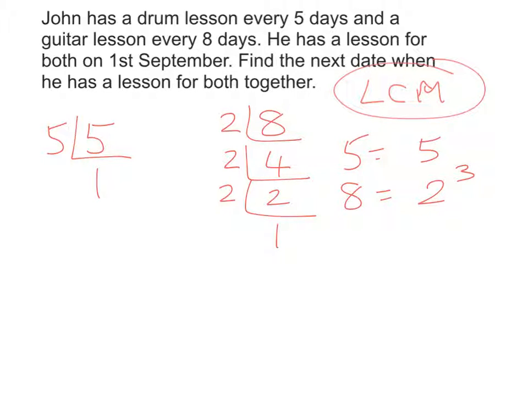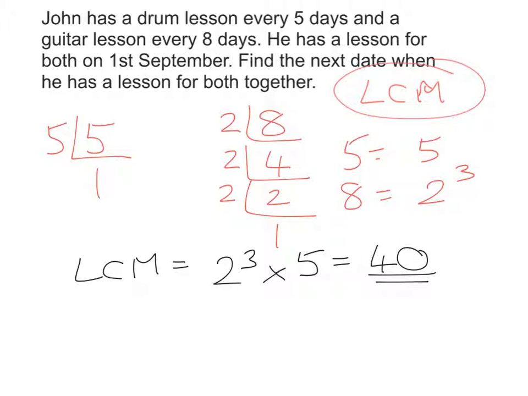Lowest common multiple is when you take the most amount of each, so I can take 3 2's or no 2's. I'm going to take 3 2's. I can take 1 5 or no 5's. I'm going to take 1 5. That gives me 40 days. So I know that they will play again in 40 days.